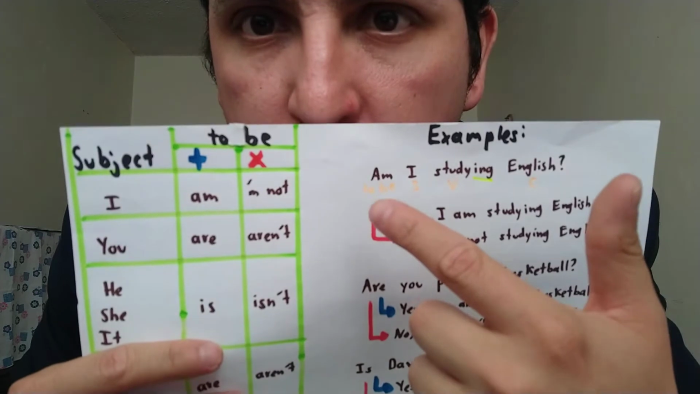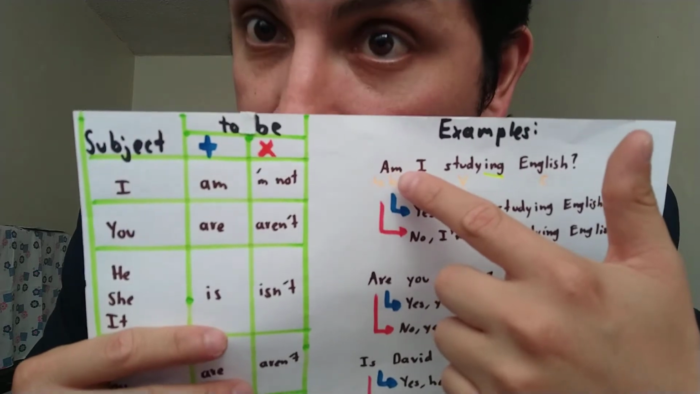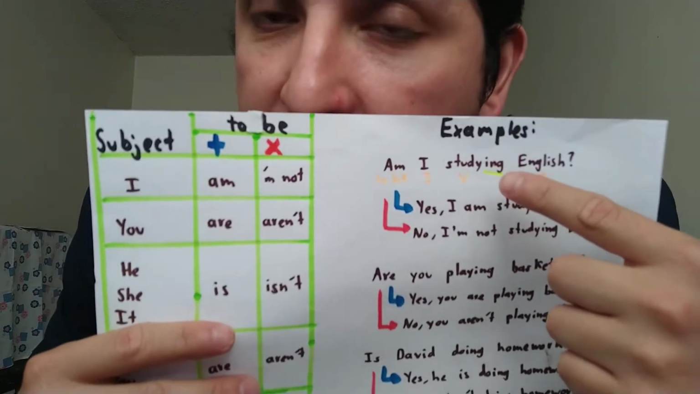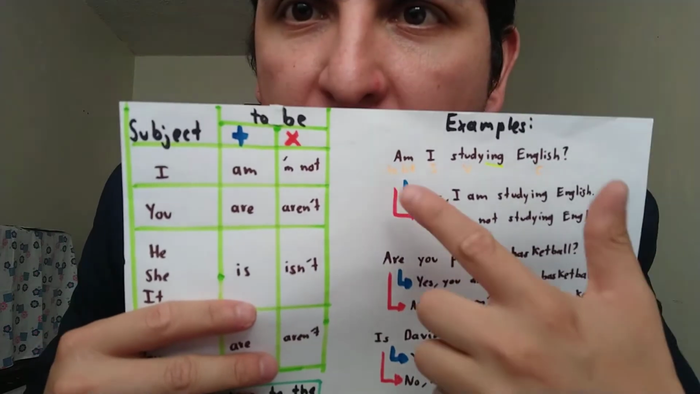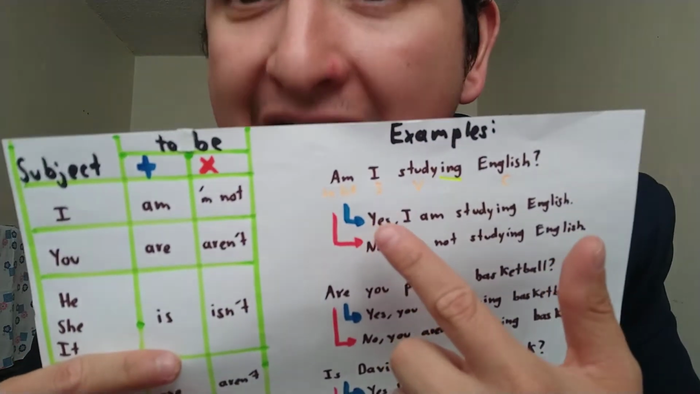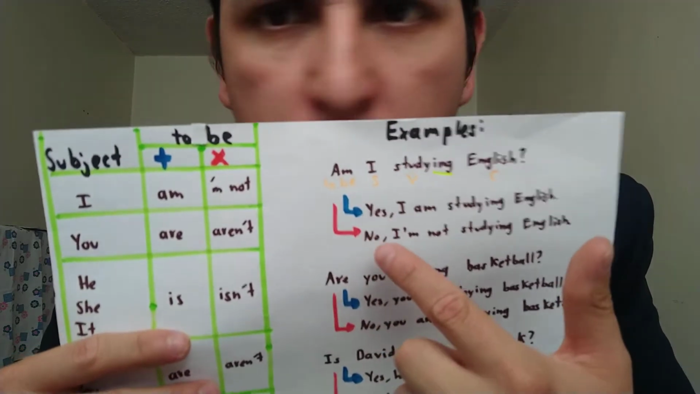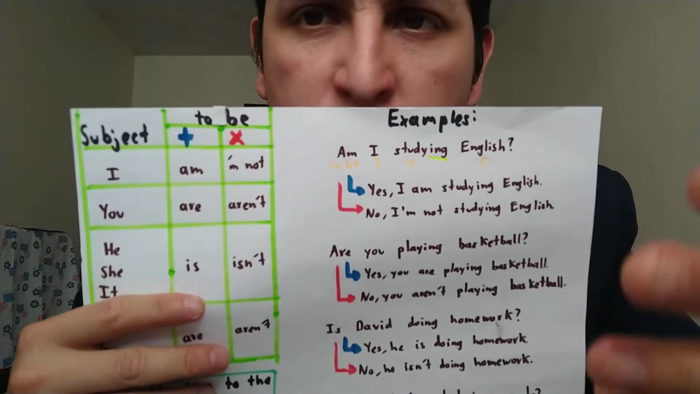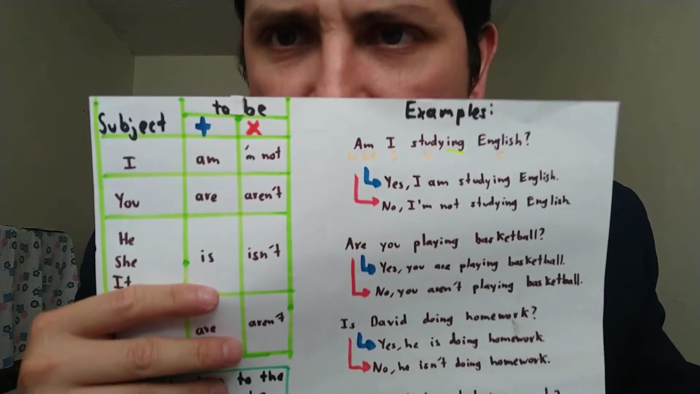Check the first question. Am I studying English? The verb to be, the subject, the verb with the ending ing, and my complement, such like in my formula. Am I studying English? And I have two options. Yes, I am studying English. Positive. No, I am not studying English. Negative. Do you see? It's the same like that we checked before in the last lesson, in the previous lesson.